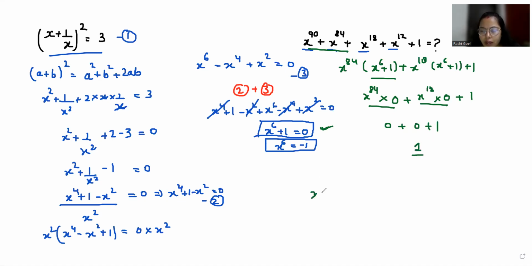So the value of x power 90 plus x power 84 plus x power 18 plus x power 12 plus 1 is equal to 1 when x plus 1 by x square is equal to 3.